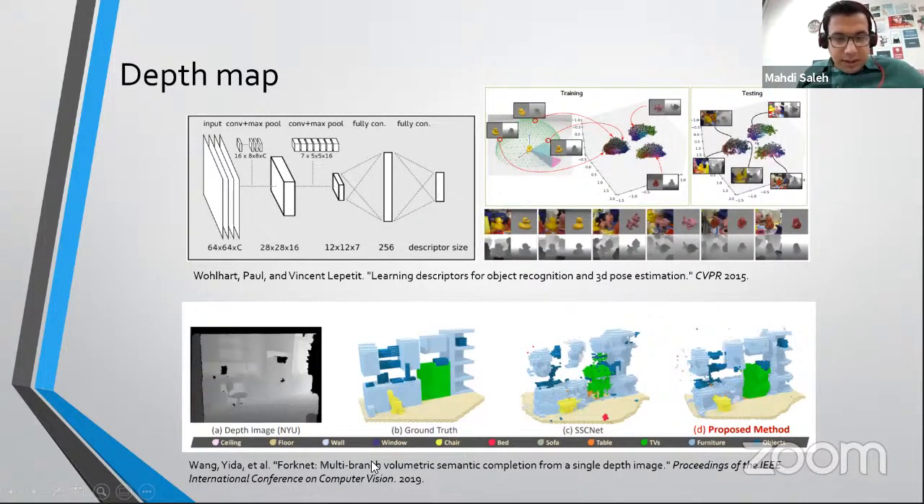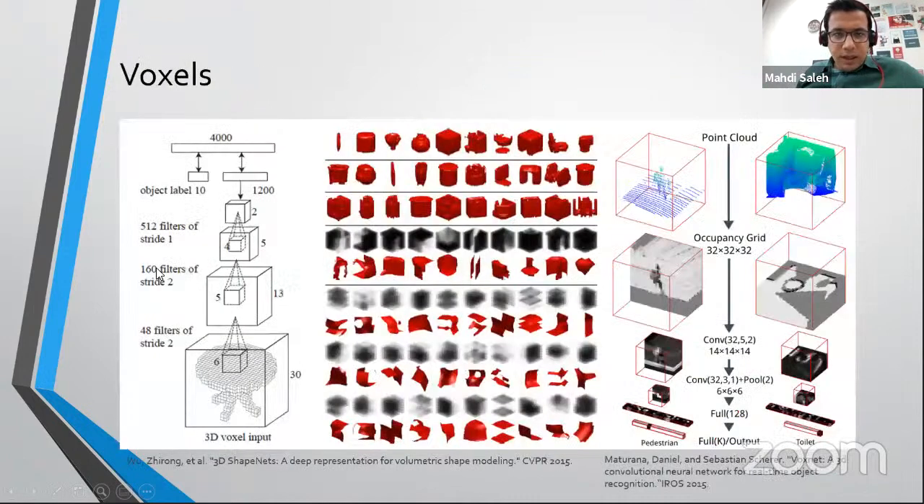You can also use depth maps for other tasks. For example, this is a work that uses semantic completion. So not only do you do a reconstruction of the scene using the depth map, you can also complete the missing sides of the objects.